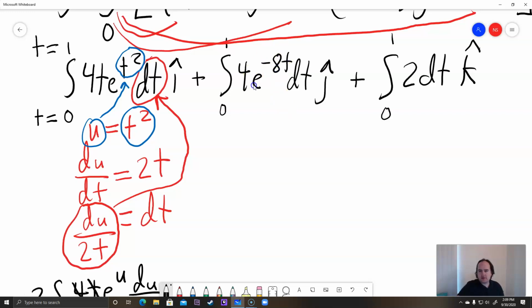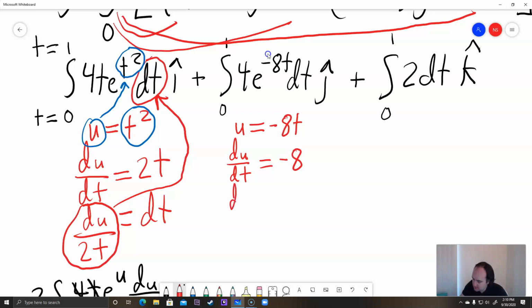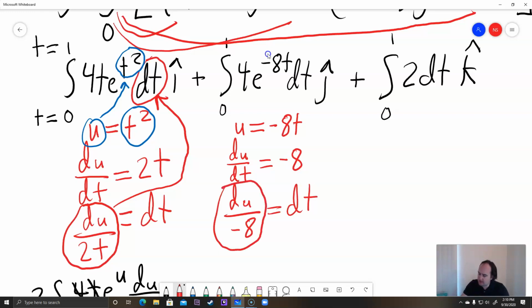So our composite function is e to the negative 8t. So we let u be the inside of our composite function. Okay, so for this one, we're going to let u equal negative 8t. So that means du dt equals negative 8. Okay, and then isolating dt, we get du over negative 8 equals dt. Alright, and then we're going to go ahead and plug in du over negative 8 in for dt.